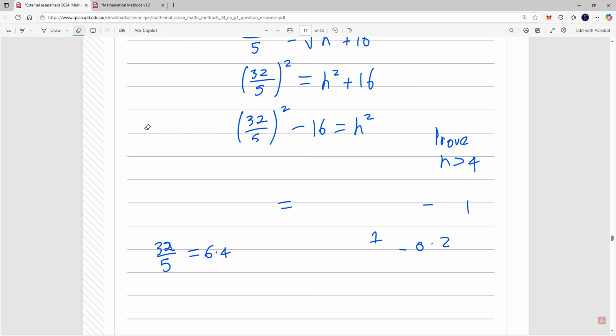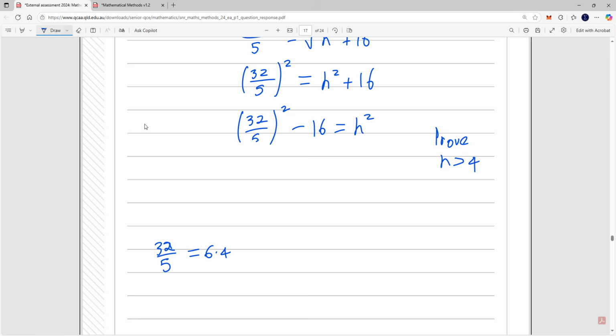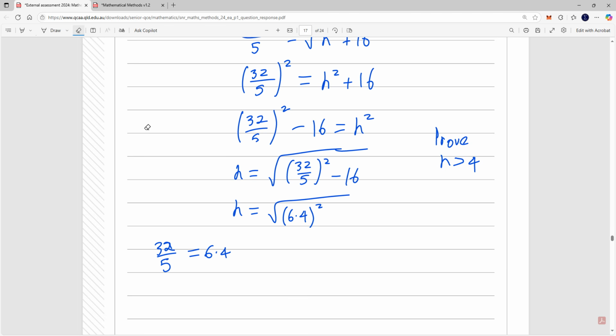Let's go here. Rub that out. So this is what we've got at the moment. If I want to get h by itself, I'd have to square root the whole thing. So h is the square root of all this. So I'm just going to write like this for now. Minus 16. Okay, so this is what we know. So h is the square root of 6.4 squared minus 16.